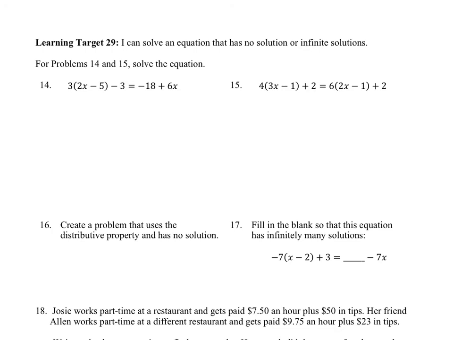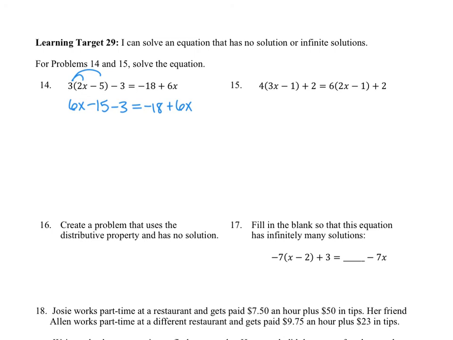So number 14, we see some parentheses and no fractions, so we're going to go ahead and distribute first. So 3 times 2x gives us 6x. 3 times negative 5 gives us negative 15. Then we still have that minus 3 on the outside is equal to negative 18 plus 6x.